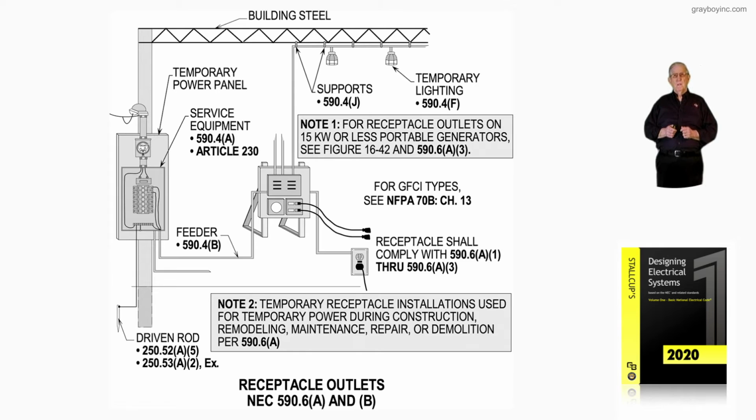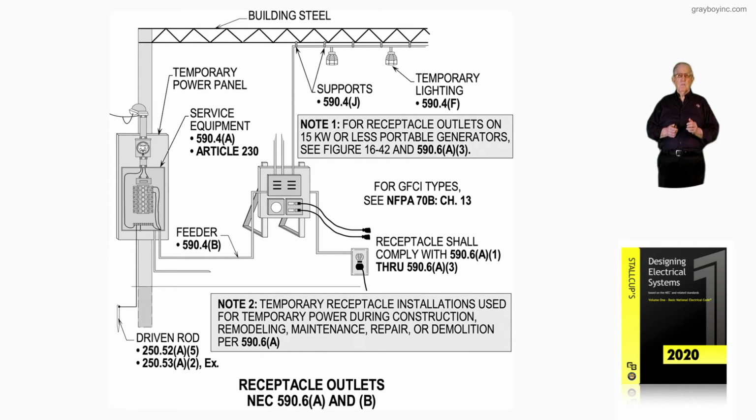Note 1, for receptacle outlets on 15 kW or less portable generators, to get information pertaining to those portable generators, see Figure 16-42 and Section 590.6(A)(3), which will give us information for those types of generators based upon voltage and so forth.